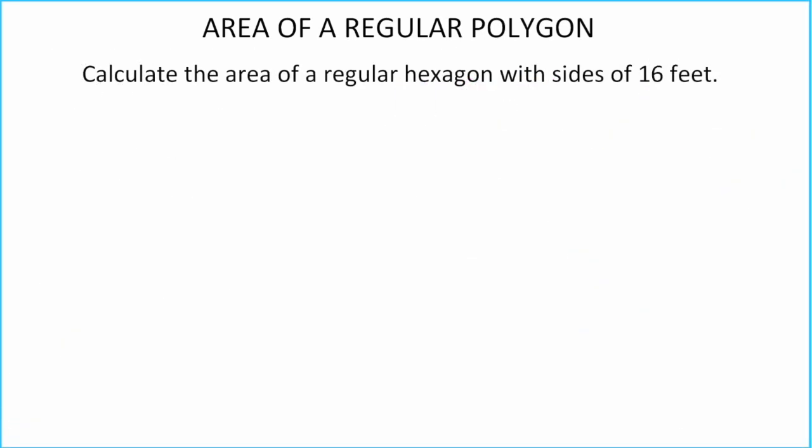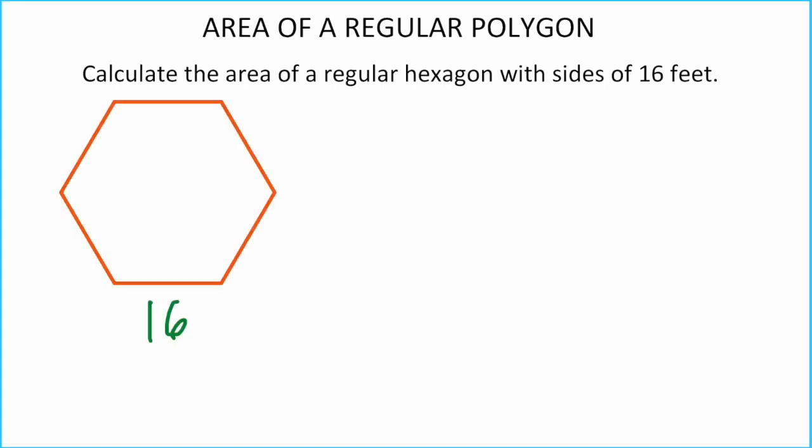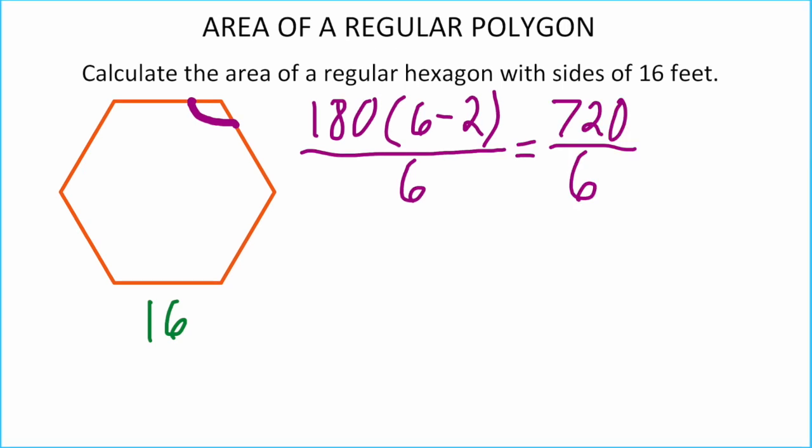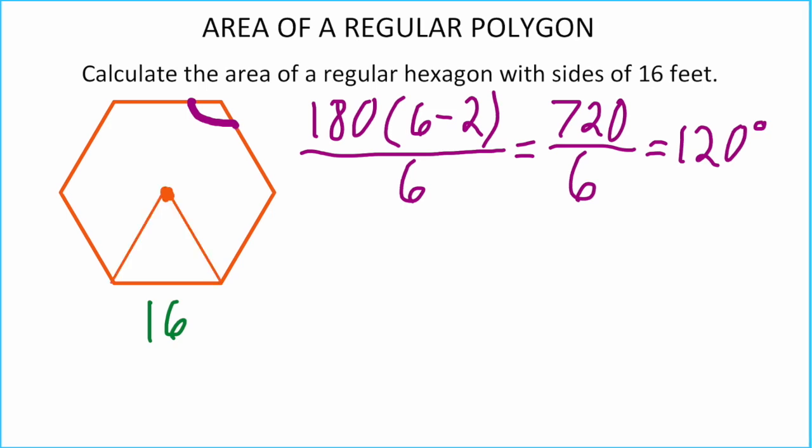Let's go ahead and calculate the area of a regular hexagon with sides of 16 feet. So our first step is to find that purple angle up there using 180 times (6 minus 2) divided by 6. So we get 720 divided by 6, and that angle would be 120 degrees. All right, step 2 is divide that by 2 and get 60 degrees, which is the angle for our triangle.